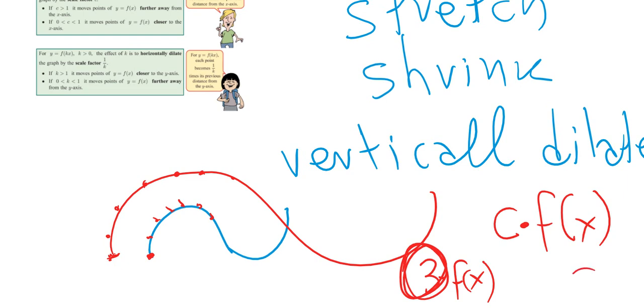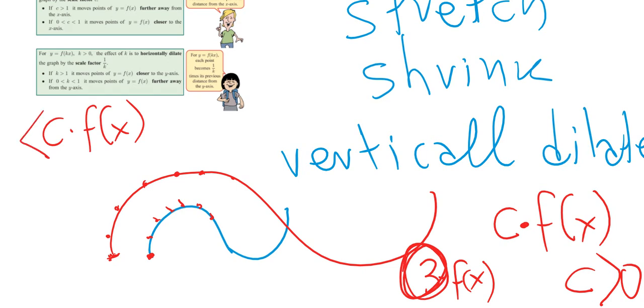That happens when your c is larger than 0. But what happens if your c in this c f(x) is larger than 0 but smaller than 1? So it's like a decimal. In this case, it goes closer to the x-axis. It never reaches the x-axis, remember, it's a hyperbola. It never crosses the x-axis, but it goes closer.